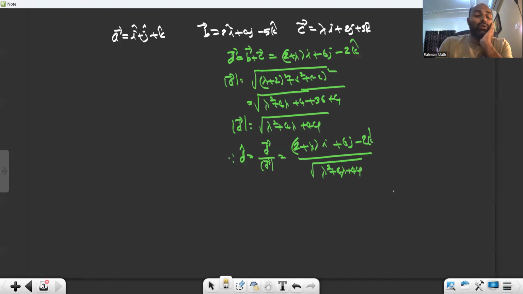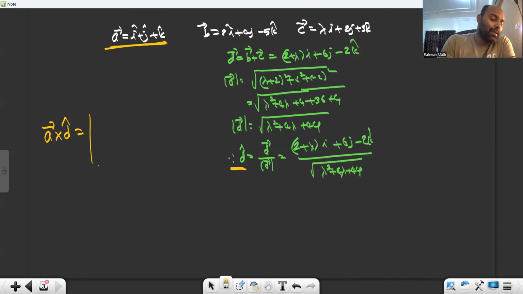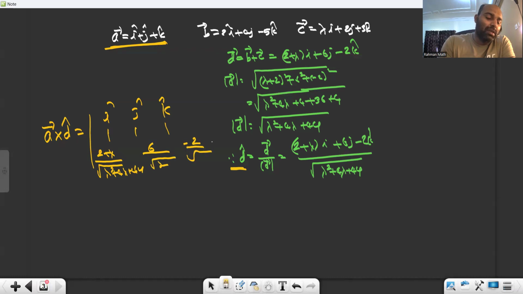Now, the question you read: vector product of A and D cap, where D cap is the unit vector along the sum of B and C. Therefore, now A vector cross D cap is the determinant with rows i, j, k; 1, 2, lambda... first row i, j, k, then 1, 2, 1 in the second row, and (2 plus lambda) by root of lambda square plus 4 lambda plus 44, 6 by the same thing, and the last one is minus 2 by the same thing.